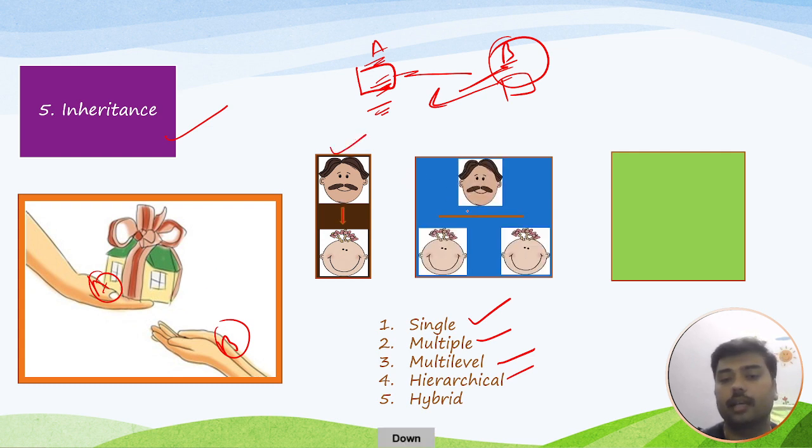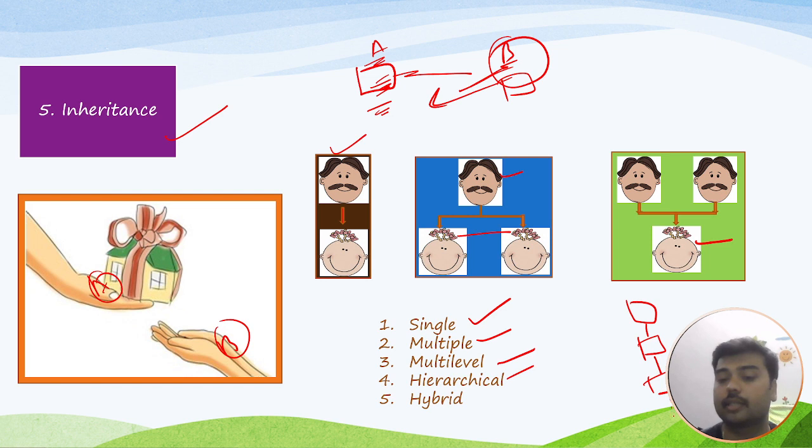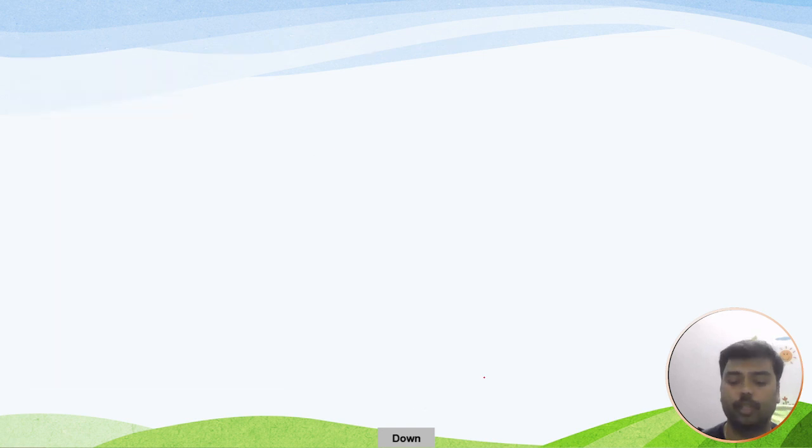Then we have hierarchical inheritance. Suppose one class is inherited by more than one class, that is hierarchical. Then multiple inheritance: suppose two or more classes are inherited by a single class, then it is known as multiple inheritance. Multi-level inheritance: suppose one class is inherited by another class, which is again inherited by another class, and so on. So it is single, hierarchical, multiple, multi-level. In hybrid, we can combine any combination of the above.